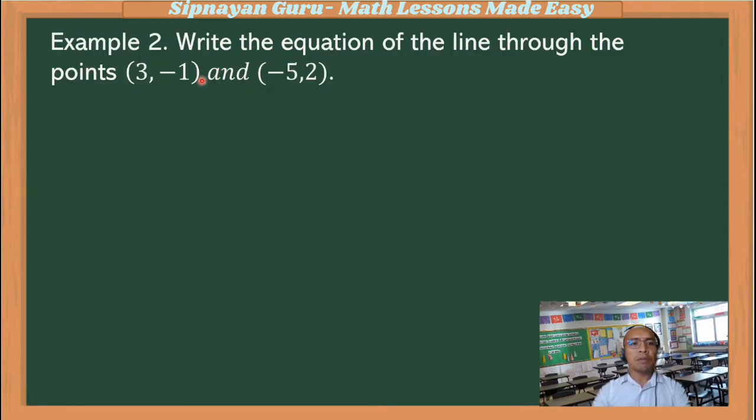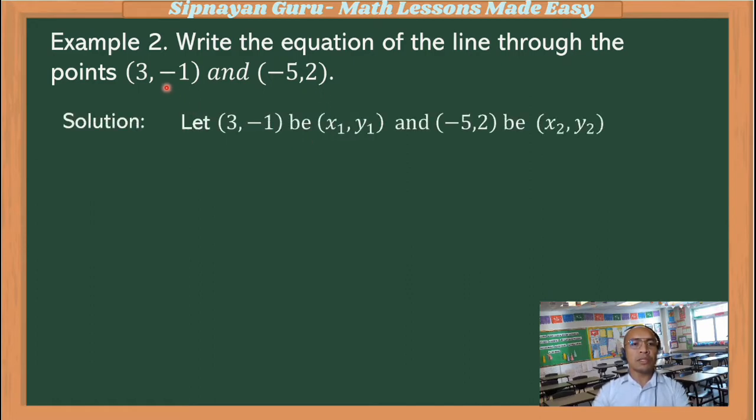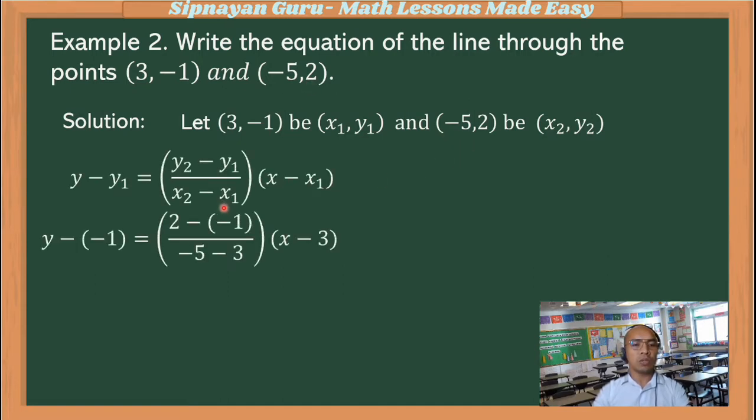So let's have example number 2. Write the equation of the line through points (3, -1) and (-5, 2). So let the first point be the x sub 1 and y sub 1, and the second point be the x sub 2 and y sub 2. Substitute to the given formula. So y minus, our y sub 1 is negative 1, so put it in parentheses.